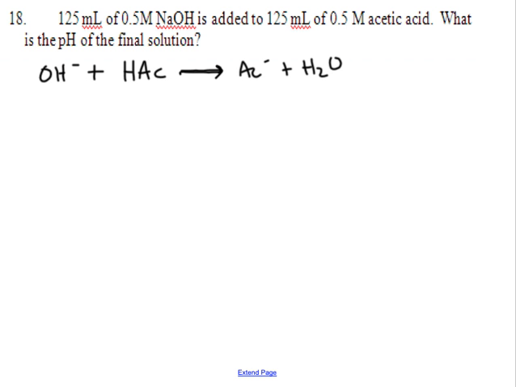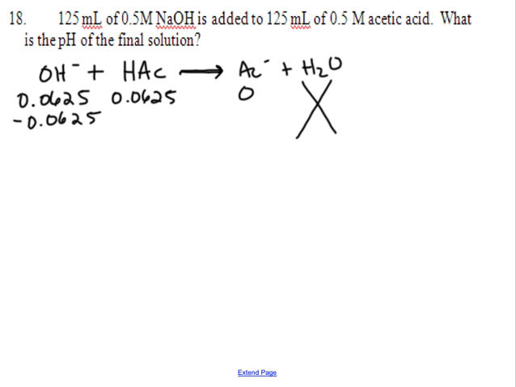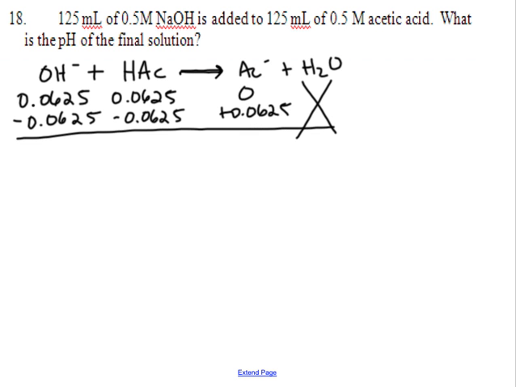So our OH concentration times volume gives 0.0625 moles, and then HAc, again, the same, and then we have 0 of this. So then we go to battle. How much are we going to lose? All of it, 0.0625, 0.0625, and we're going to gain 0.0625. A lot of people say, oh, it's neutral because the acid and base run out. Look what we're doing. We're making a conjugate base of 0.0625 moles.